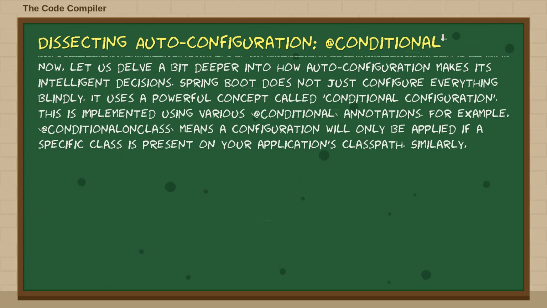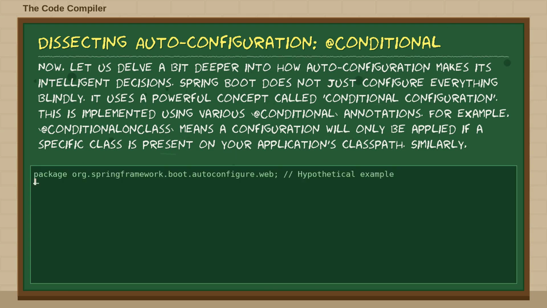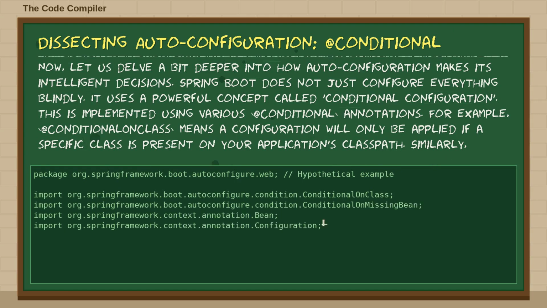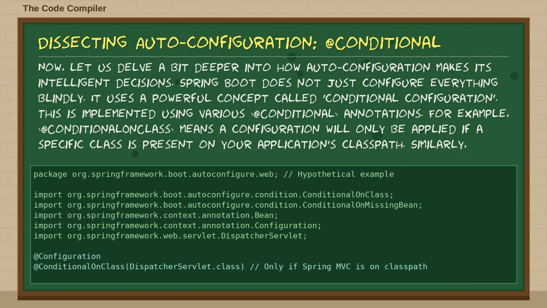defined one yourself. These conditions are typically found within the auto configuration classes themselves, which are listed in the spring.factories file. This intelligent conditional logic allows Spring Boot to be smart and flexible, providing default configurations, but also respecting your explicit choices. It is a very clever system indeed.